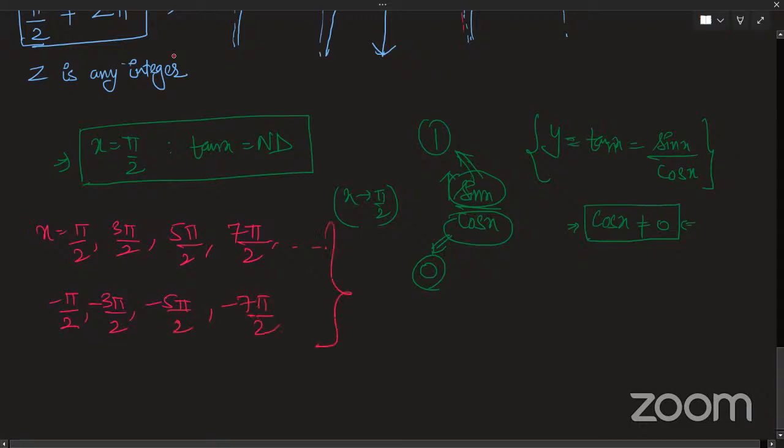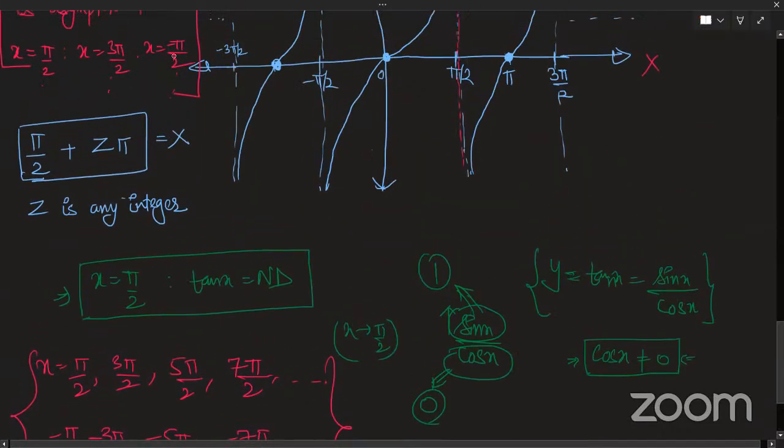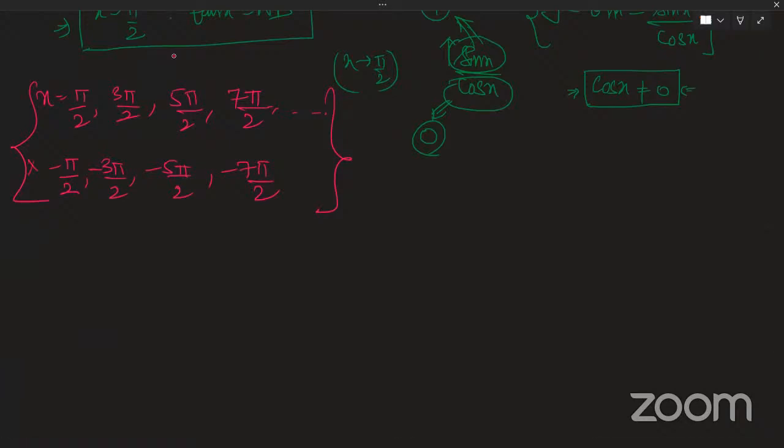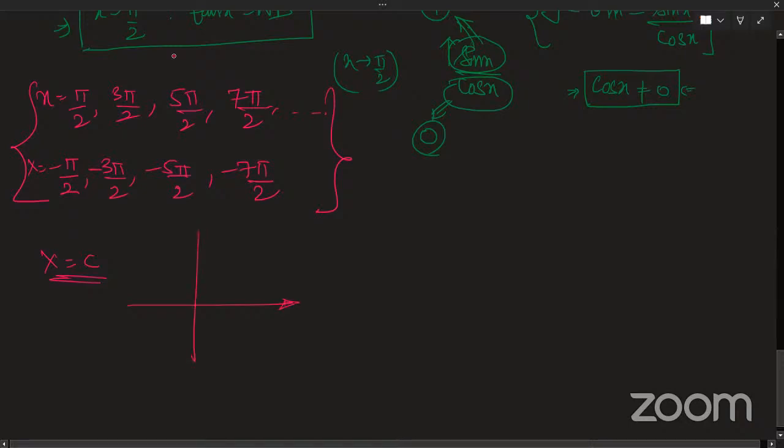Okay, that's it. This is the point that I'm trying to make. You pull a line x is equal to any of these values. If you pull a line x is equal to c, what is the line x is equal to c? It is something like this, na? This is your line x is equal to c, a line parallel to the y-axis.